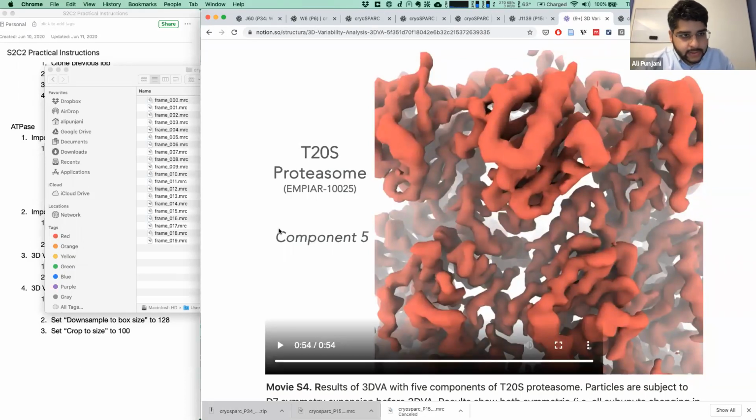Now, in order to get this kind of result, you need to use symmetry expansion, which is another job type in CryoSPARC. I won't get into the details of how to do that. I believe that's in our tutorials as well. So with that modification and using all the particles from every different symmetry related position, 3D variability analysis can resolve these kinds of flexibilities.